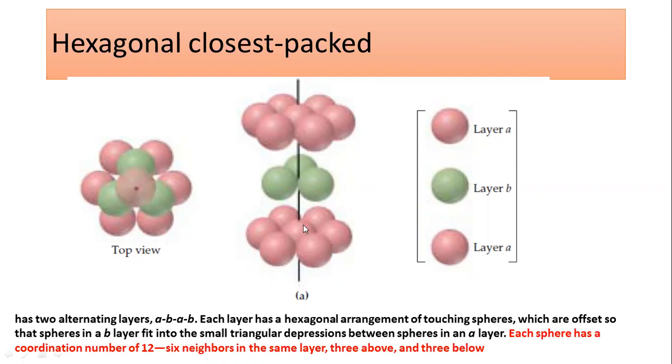So the total coordination number will be 12. 3 are in the same layer, 3 are above and 3 are below. So this type of packing is called the hexagonal closest packing.